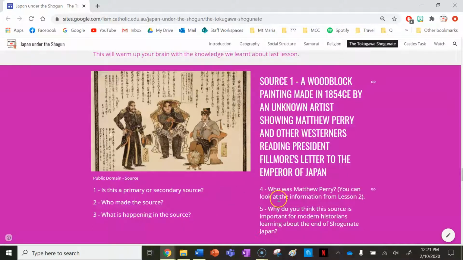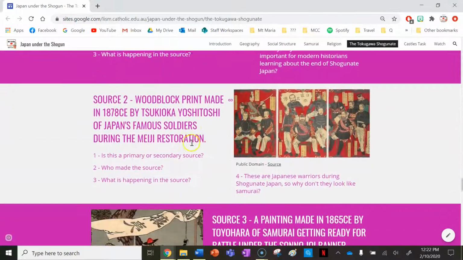Number 4, who was Matthew Perry? You can use the information from lesson 2. Number 5, why do you think this source is important for modern historians learning about the end of Shogunate Japan? You could write something along the lines of the president wanted to communicate with the Emperor of Japan, maybe give him a bit of power back as well, but I'll leave that one up to you guys.